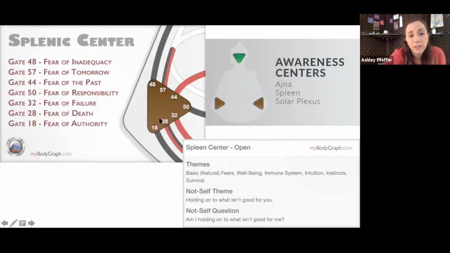And then the splenic, there's a lot of fears that happen in the splenic, and if you have it open, you have the ability to be fearless. These are the different fears that show up here based on the gates. Fear of inadequacy, fear of tomorrow. This is also the psychic center.